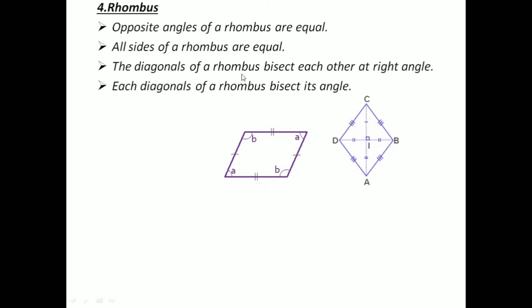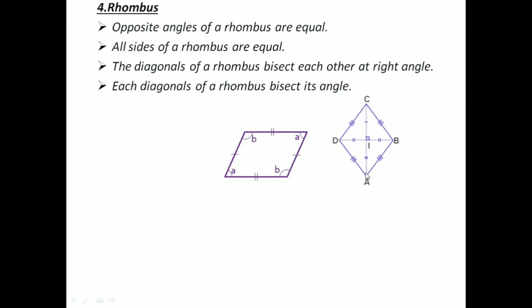The diagonals of the rhombus bisect each other at right angle. I told you, when you draw the diagonal here and here's the diagonal, they will form a 90-degree angle here. Okay, when they cut each other, when they bisect this one, this longer diagonal will bisect this shorter diagonal. Okay, this is also one of the properties.